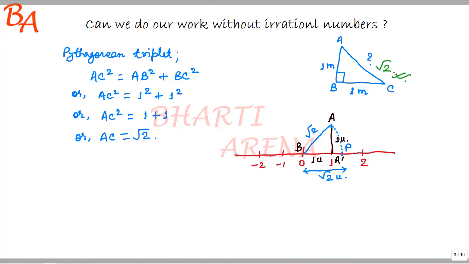It concludes that the number line consists of points corresponding to both rational numbers and irrational numbers. It leads to a new system containing both rationals and irrationals, which is known as real numbers.